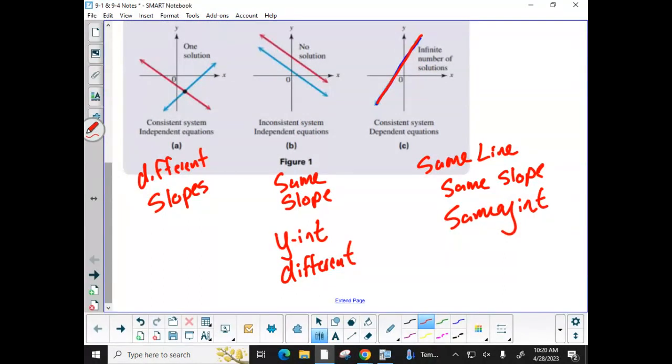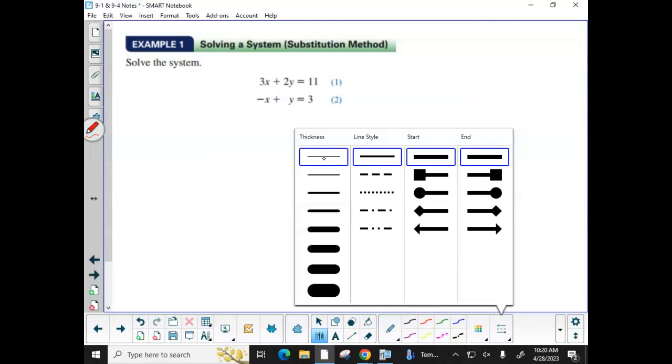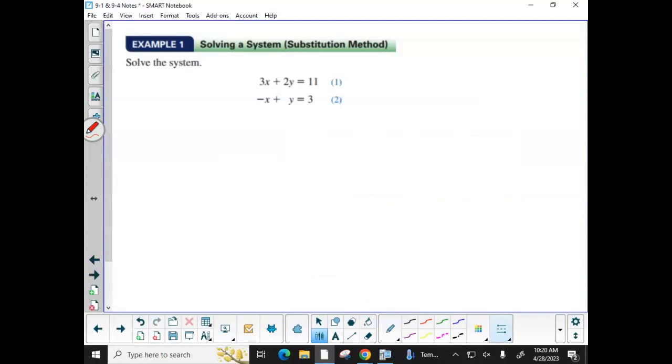All right, so let's get started. When I see this, it says solve by the substitution method, we're not going to do that. We're going to solve these by graphing. But in order to get them to the form we can graph, first we need to solve for y in both of these. So for this, I'll say 3x plus 2y equals 11, right? So first I subtract 3x on both sides.